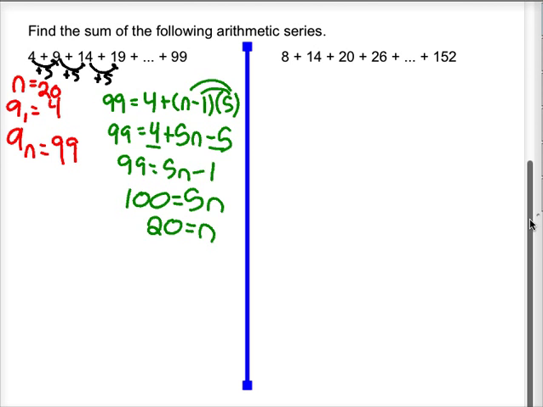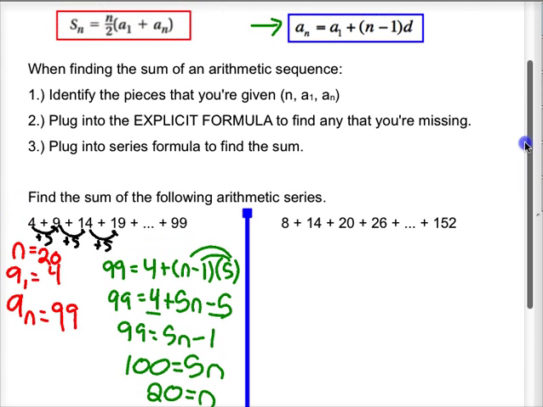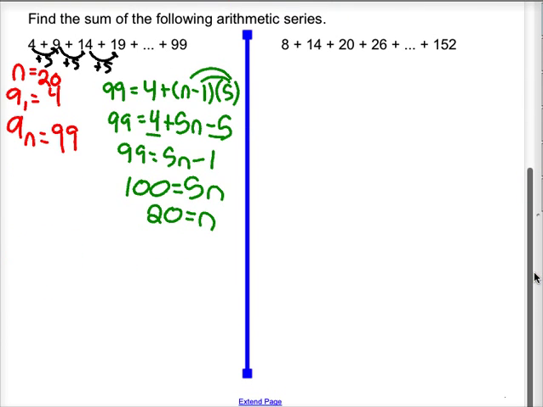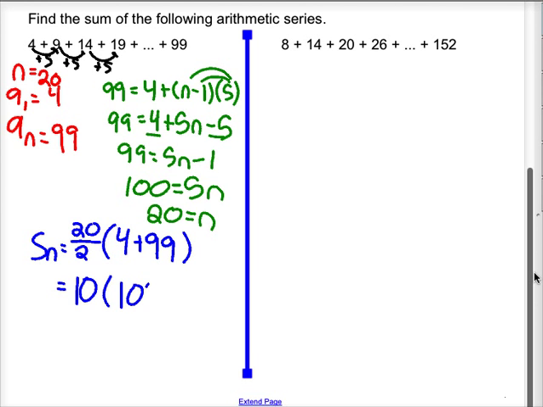So with that, now I can go and use my summation formula to actually find the sum of those terms. So let's go back and do that. The sum of those terms is n divided by 2, my first term plus my last term. So 10 times 103, that is going to be 1,030.